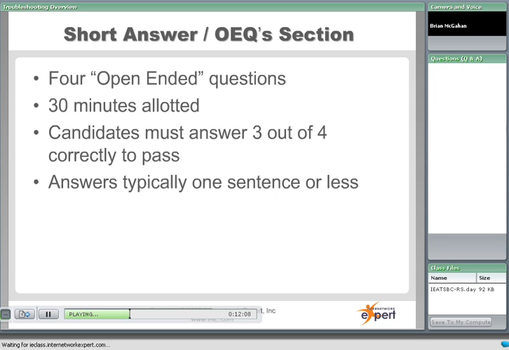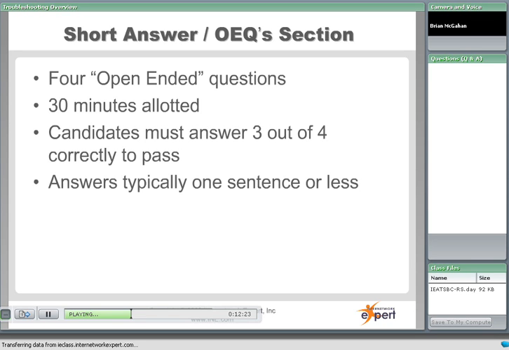Now our first section, as I mentioned here, is the short answer or the open-ended questions. This is going to be the first section that you will see when you get to the exam in the morning, and you're going to be allotted 30 minutes of time in order to accomplish this.